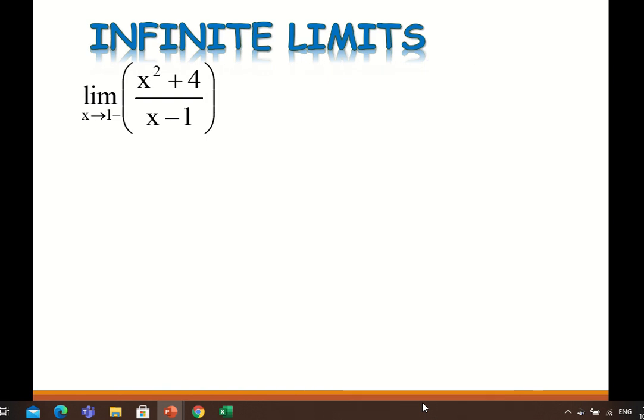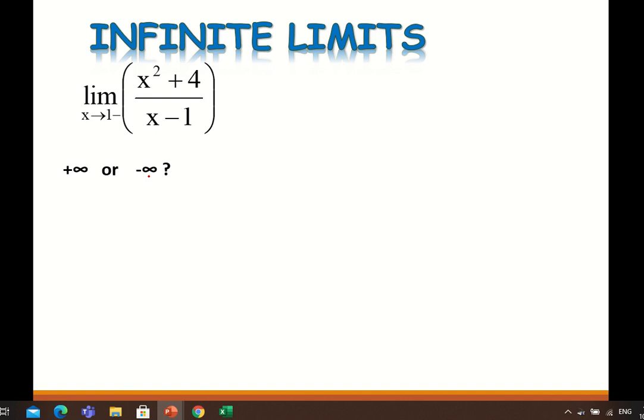Next, we have the limit of the quantity x squared plus 4 divided by x minus 1 as x approaches 1 from the left. So sorry, this should be from the left. So what's the limit? Is it positive infinity or negative infinity?